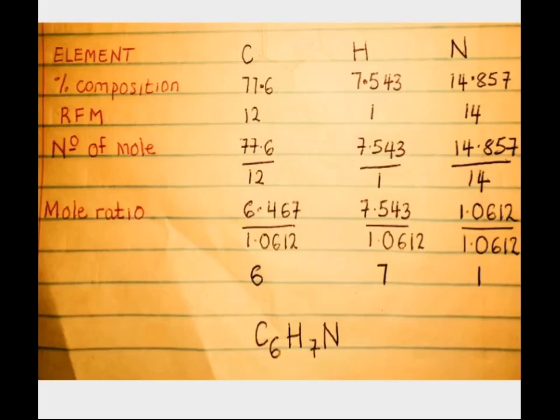So after getting the number of moles here, we get the mole ratio. For the mole ratio, we divide by the smallest number of moles throughout. After dividing throughout, we see that we have 6 carbon atoms, 7 hydrogen, and 1 nitrogen. So the empirical formula of organic compound Q is C6H7N. So how do we get the structure of organic compound Q? How do we draw it?